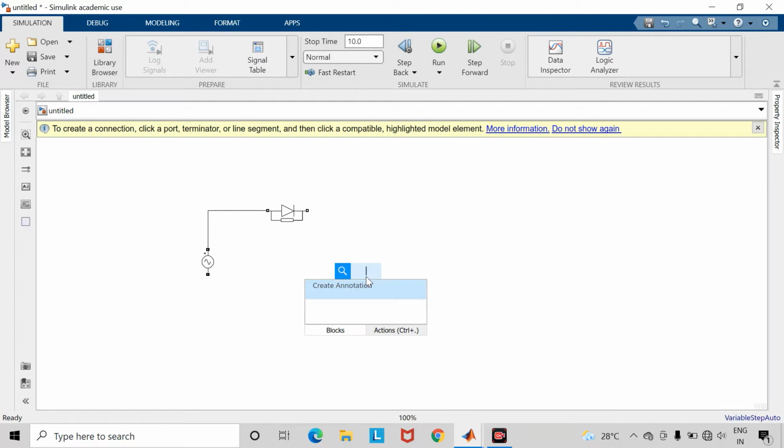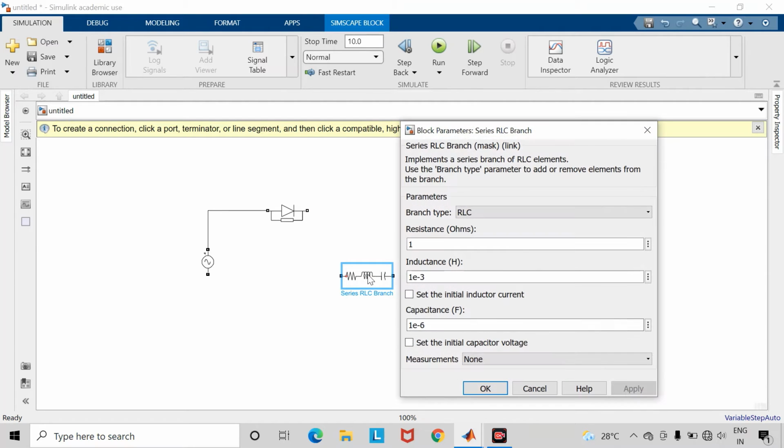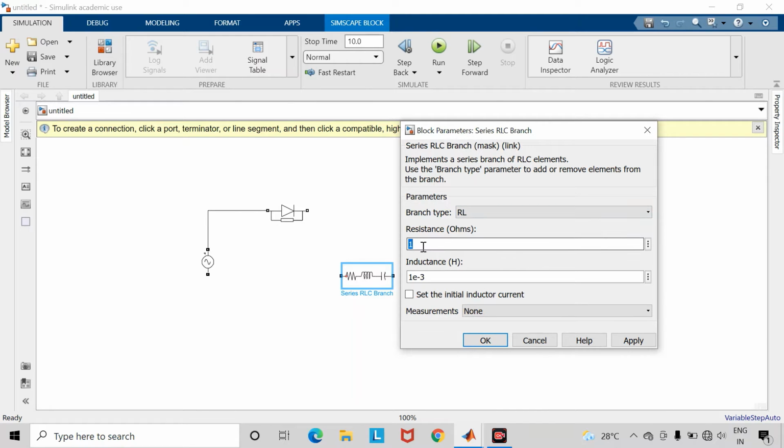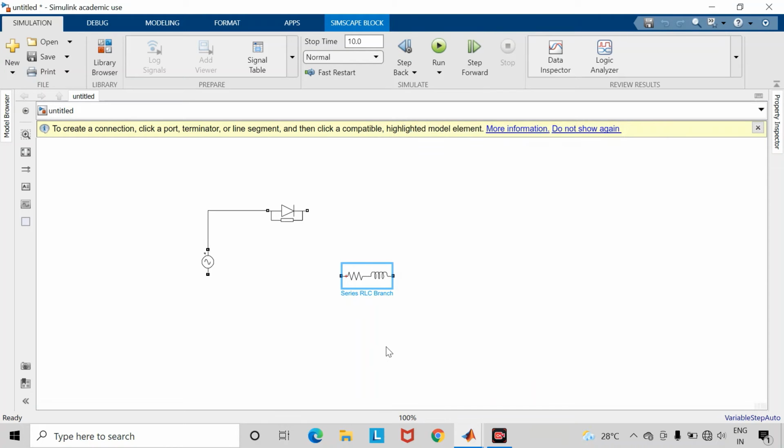Take series RLC branch. Change the branch type to RL. I am taking the value of resistance as 10 ohm and inductance as 20 millihenry. Rotate the branch and connect it with the diode.